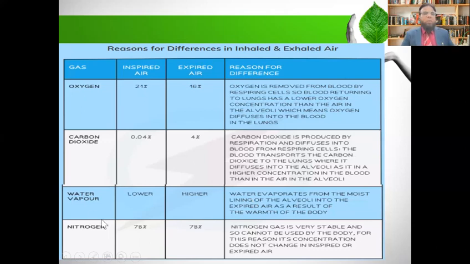Now the last thing is nitrogen gas. In the atmosphere 78% nitrogen is there, which we inhale. This nitrogen is not absorbed by the body, and it is not even required by the cells. That's why the same 78% amount is expired. Nitrogen gas is very stable and so cannot be used by the body. For this reason, its concentration does not change in inspired or expired air.